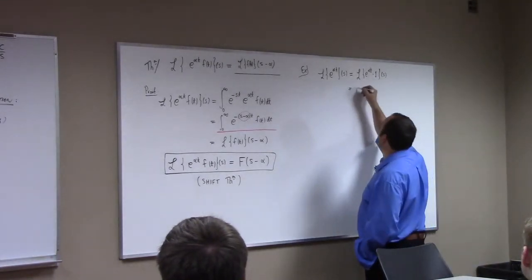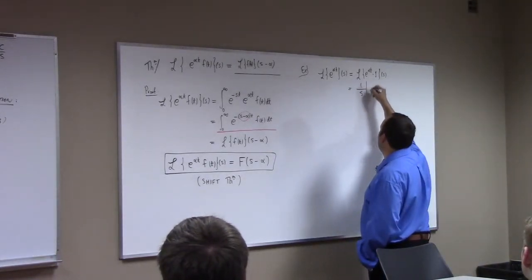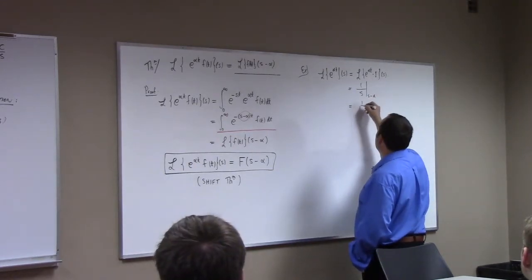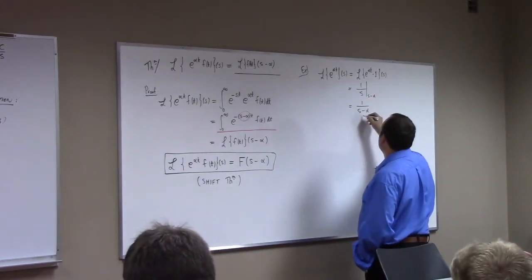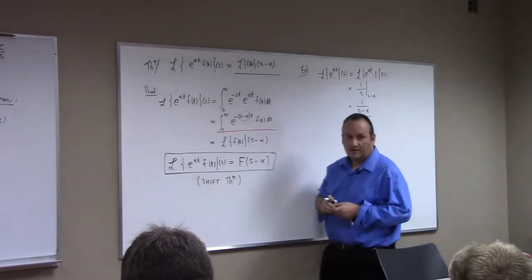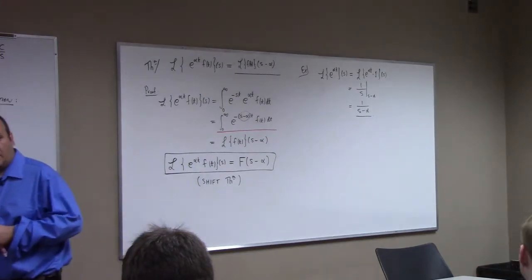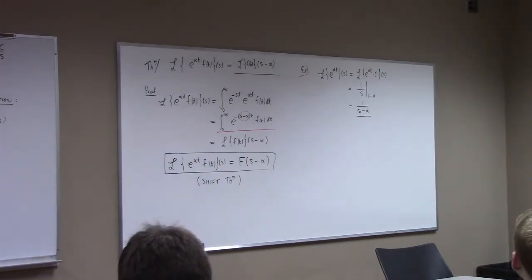Yeah, so this is 1 over s, evaluated at s minus alpha. In other words, it's 1 over s minus alpha. So the Laplace transform of an exponential function is just the reciprocal, 1 over s minus alpha.